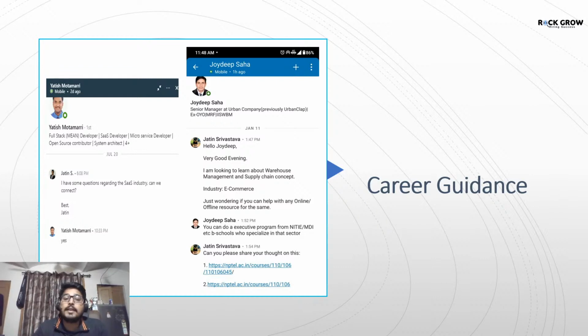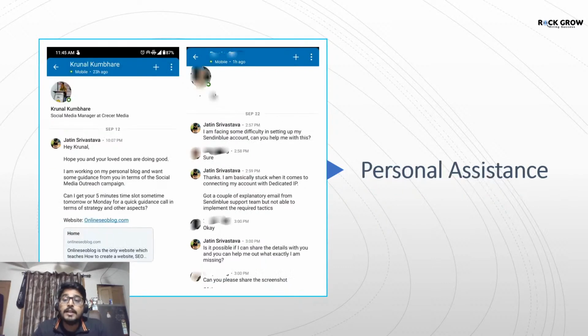So which programming language, which version of Python is going to be the future? All those questions regarding your career-related doubts, you can ask these companies by connecting with them. Personal assistance: you are building your startup, right? You are good in technology, but you are not good in building leads for your business. You can connect with sales professionals over LinkedIn.